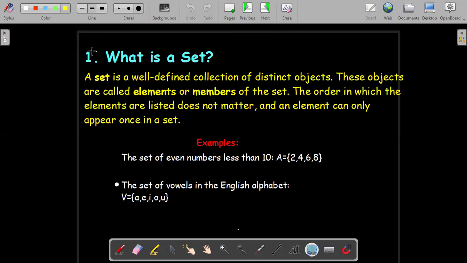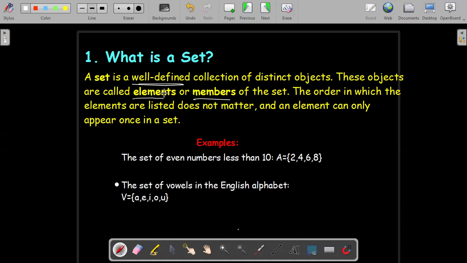So now, we're going to start from here. What is a set? We have this definition here, and it says that a set is a well-defined collection of distinct objects. These objects are called elements. So a set has to be what? Well-defined. Key terms here that we must note: well-defined collection of distinct objects, and these objects are called elements or members of that set. The order in which the elements are listed does not matter, and an element can only appear once.